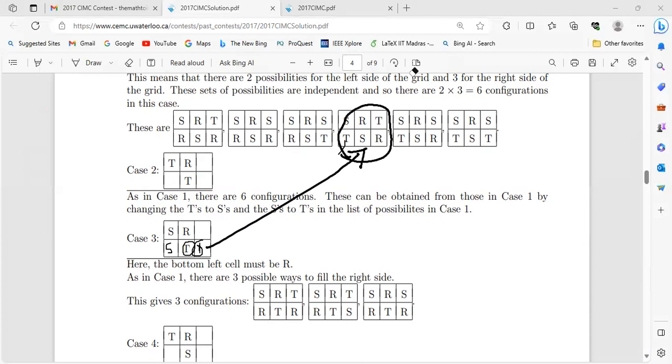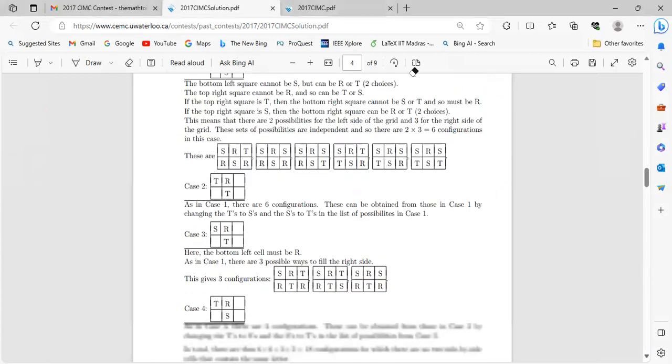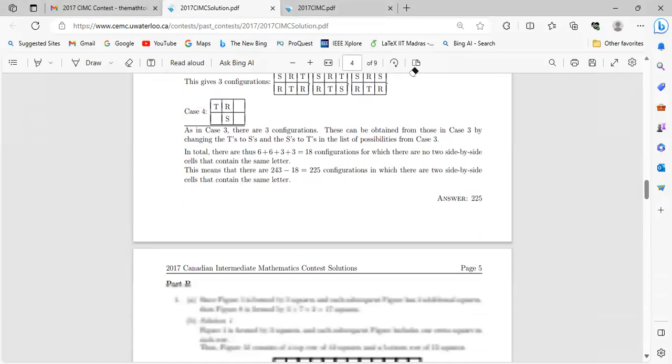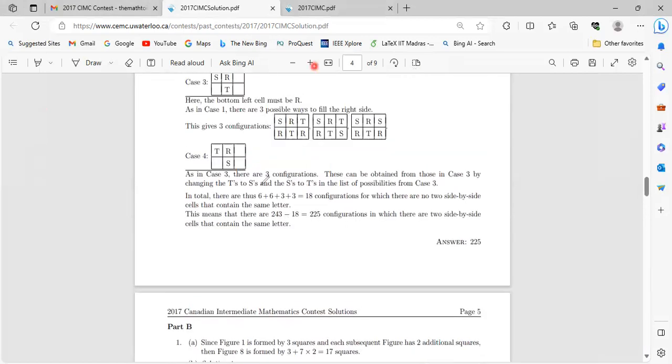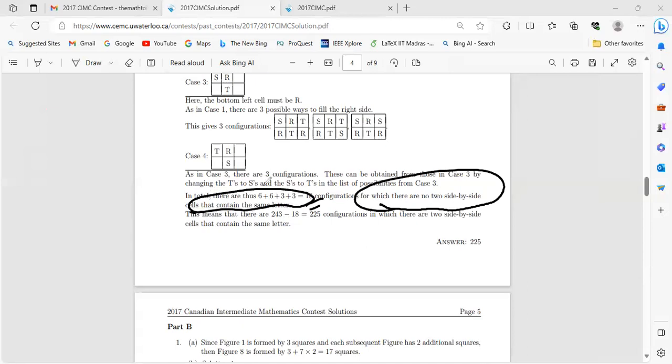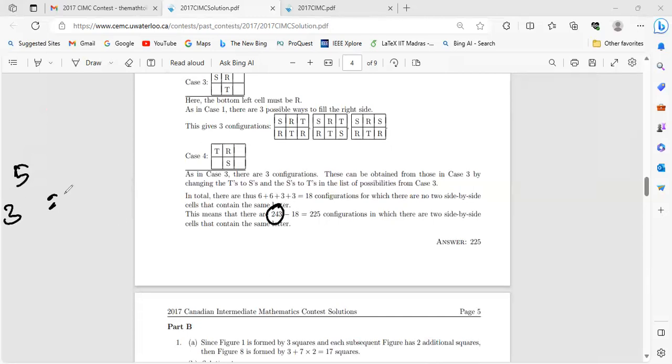You understood this, right? So now if you just check the total number of options, you do have 6 plus 6 in case 1 and case 2. In case 3 and case 4, you will have 3 and 3. So together it is 18 configurations in which there are no two side-by-side cells that contain the same letter. It's clear, right? And they say totally there are 243. 3 raised to the power 5 is 243 options.